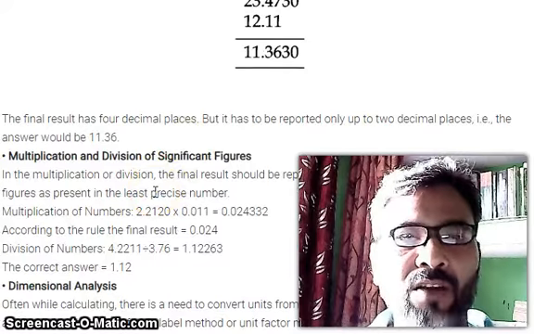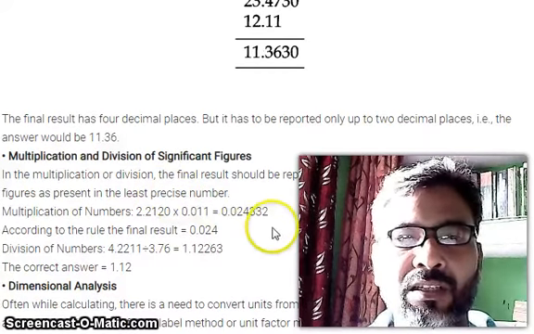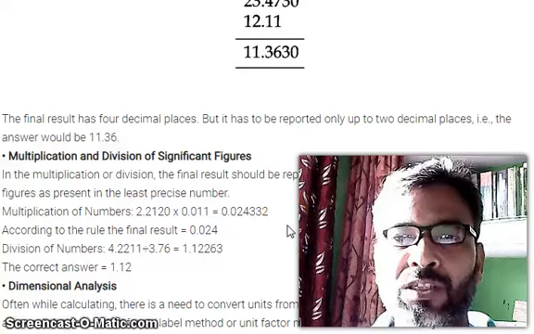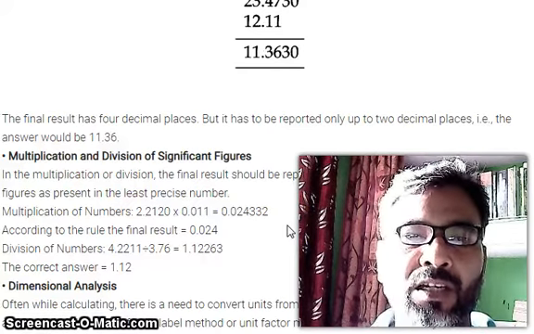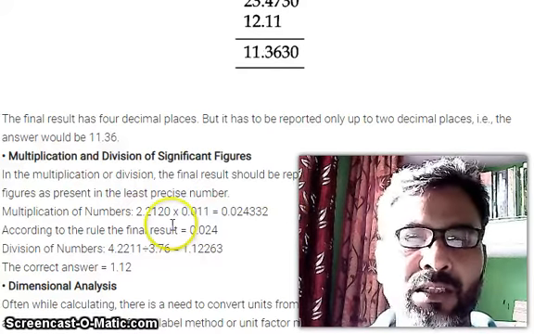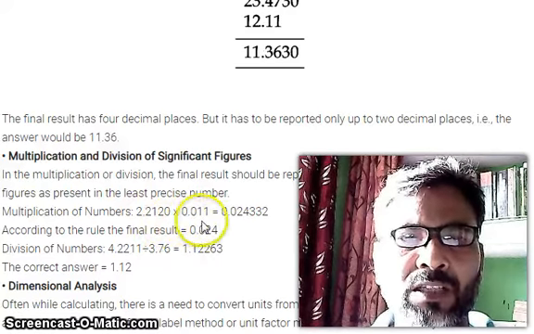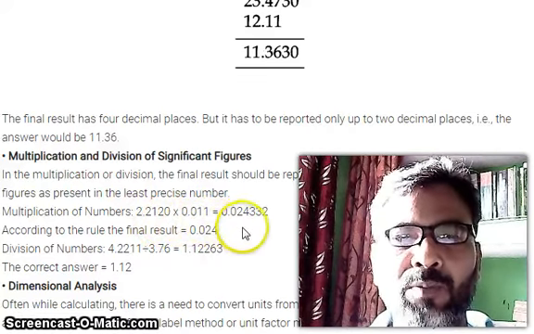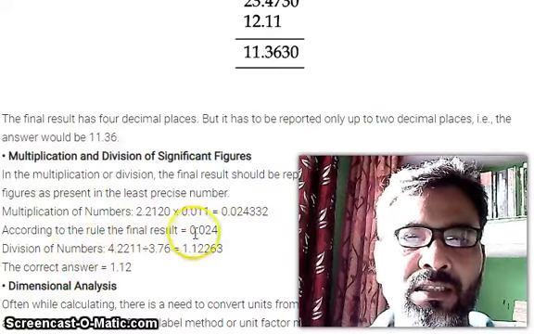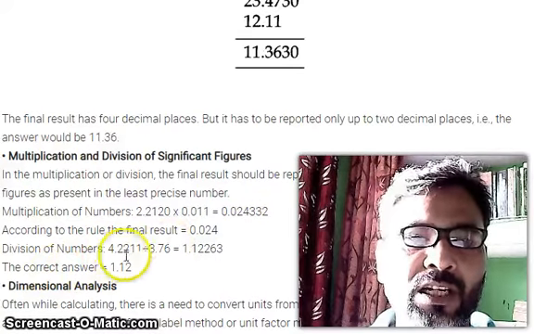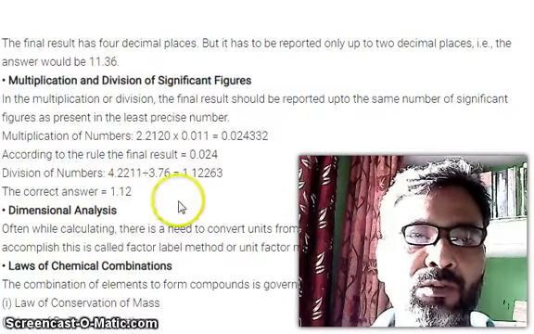Multiplication and division of significant figures. In multiplication or division, the final result should be reported up to the same number of significant figures as present in the least precise number. Multiplication: 2.2120 times 0.011 is equal to 0.024332. According to the rule, in the final result you will get this. And for division, you will get this. So the correct answer is 1.12.